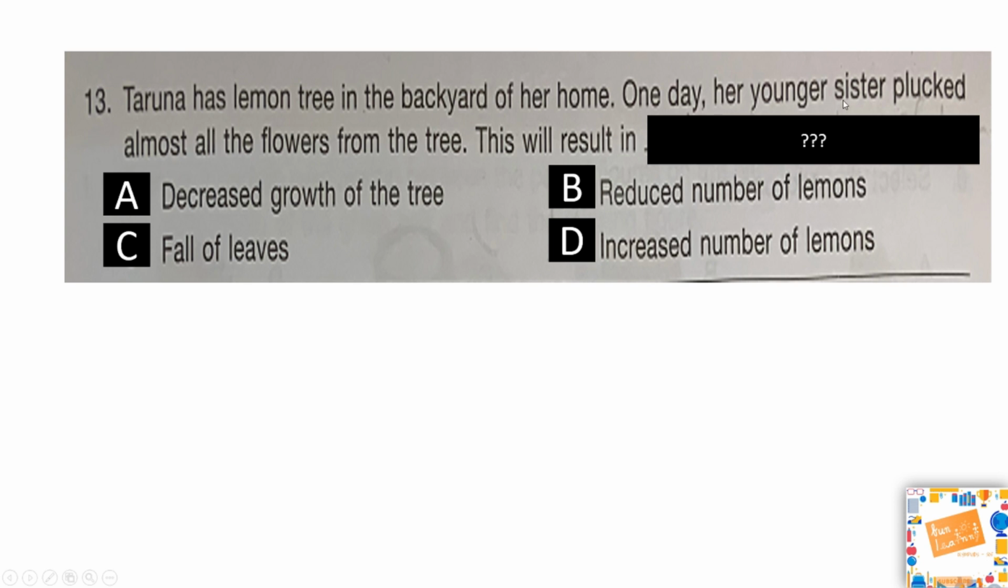Taruna has a lemon tree in the backyard of her home. One day, her younger sister plucked almost all the flowers from the tree. This will result in dash. Is it option A, decreased growth of tree? Option B, reduced number of lemons? Option C, fall of leaves? Or option D, increased number of lemons? Think about it and choose the right answer while I wait.